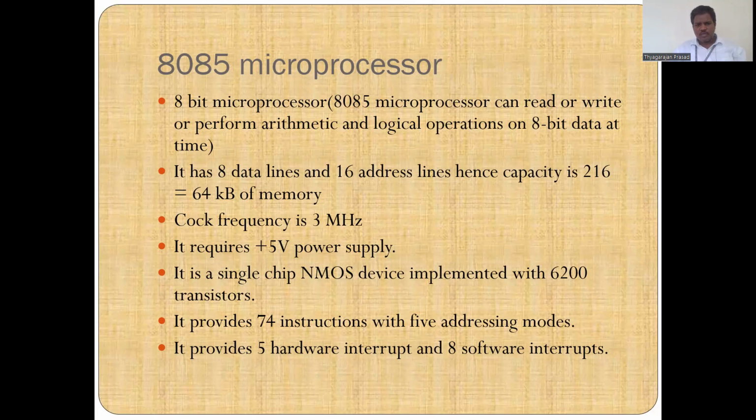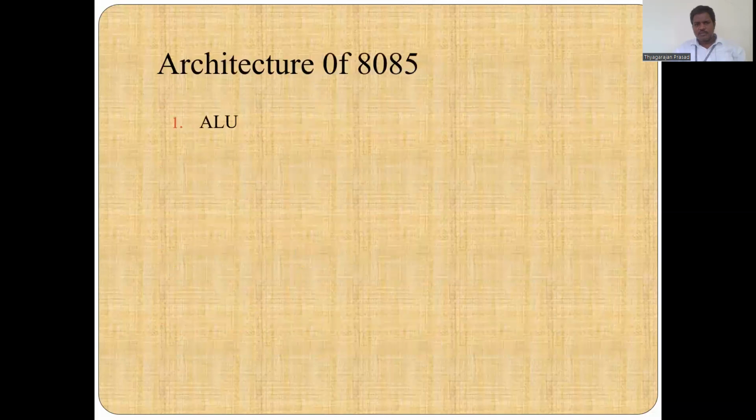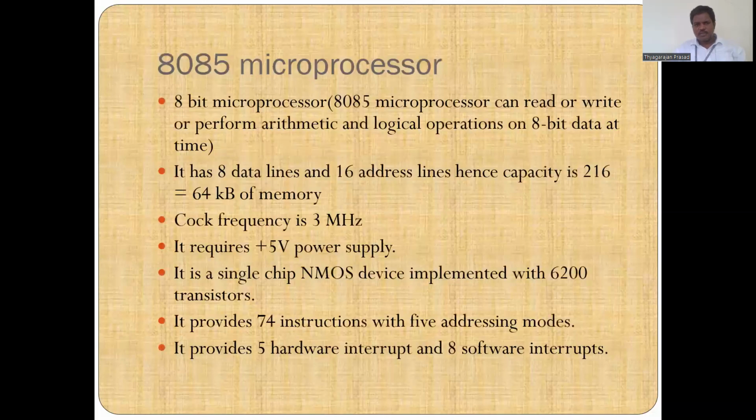It is a single chip NMOS device implemented with 6200 transistors. It provides 74 instructions with 5 other signals. It provides 5 hardware interrupts and 8 software interrupts. These are the features of the 8085 microprocessor IC.